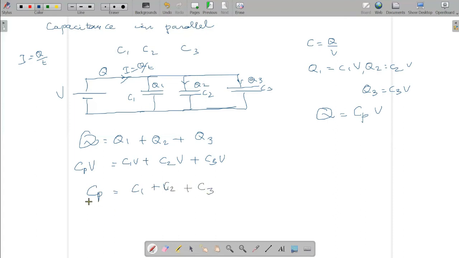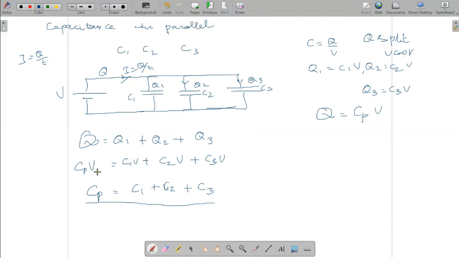Conclusion: when the capacitors are connected in parallel, the charge splits and the potential is the same. Charge splits, potential is constant. Adding the split charges gives the total charge: Q is CpV, and Q1 is C1V, C2V, C3V.